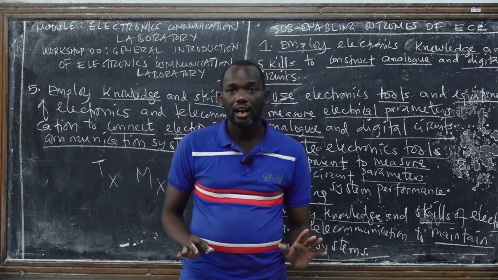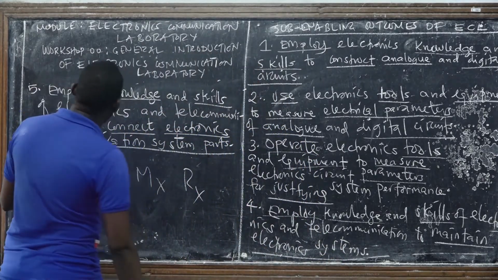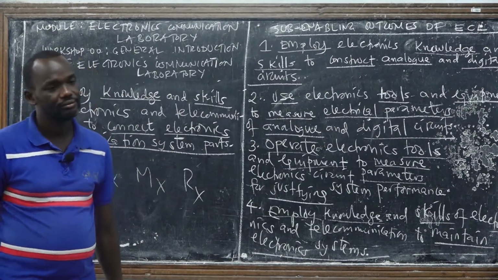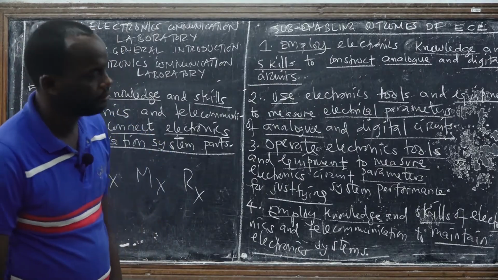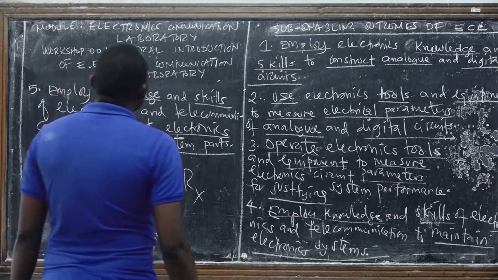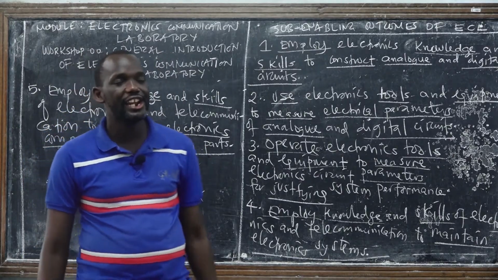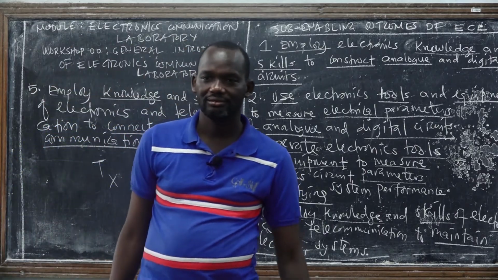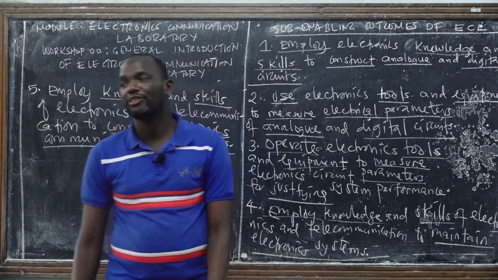Are we together? Is it clear? Class, is it clear? So 1, 2, 3, let us go. Employ knowledge and skills. Okay. If you have any question about those 5 sub-enabling outcomes, ask. Which sub-enabling outcome is not clear?